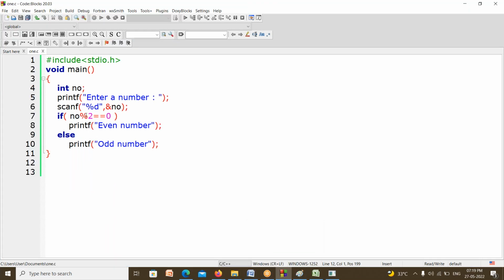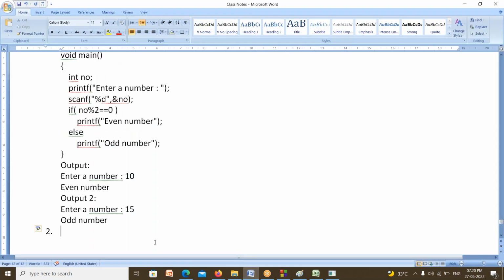In your program, you used the percentage symbol, no? In an interview, you may be asked a question like this: write a program to read a number and print whether it is an odd number or an even number without using the percentage symbol. Now, without using the percentage symbol, can we find whether it is odd or even? Is it possible?